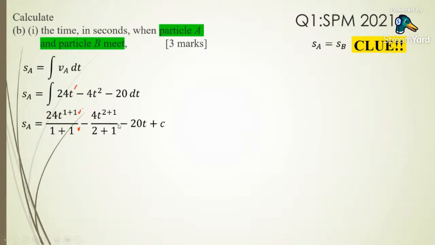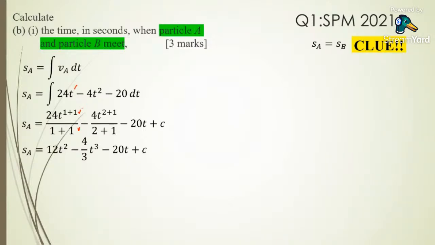Okay, normally dia punya integration tak susah pun. Dia biasa-biasa sahaja. So you will get, lepas tu awak simplify. This is 2 kan. So 24 and 2, that's how you get 12. And then t square minus 4 over 3. Mana datang 3? 3 is 2 plus 1. T cube minus 20t plus c. Tapi kalau tengok, this is c. Dia ada c. So in any equation, kita tak boleh ada c. We have to determine what is the value of c.